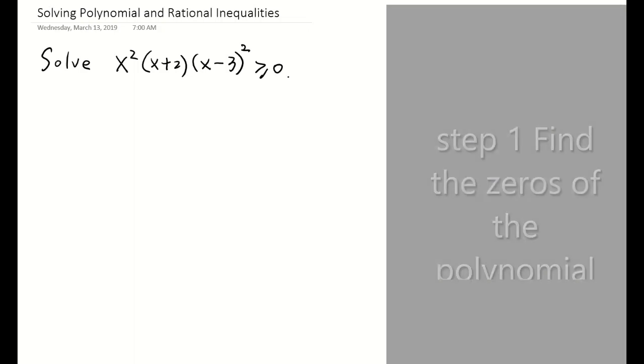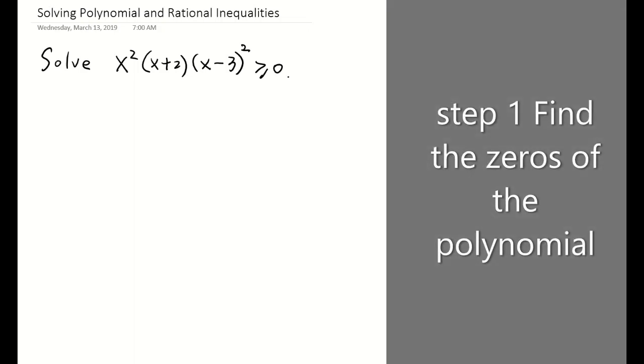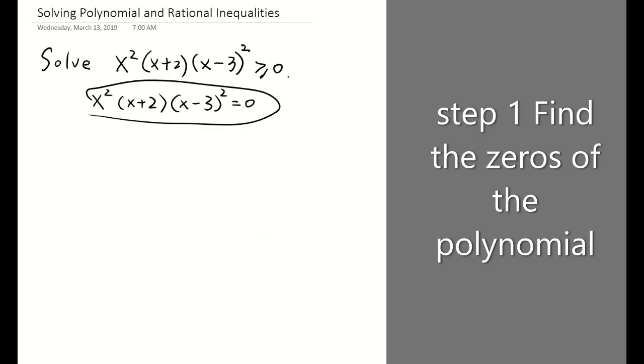First we will solve this inequality. To solve an inequality means to find all the x values that satisfy this inequality. Okay, so the first step is you make the left side equal to 0. You will have x squared times (x plus 2) times (x minus 3) squared, make it equal to 0, and we want to find the zeros of this equation.